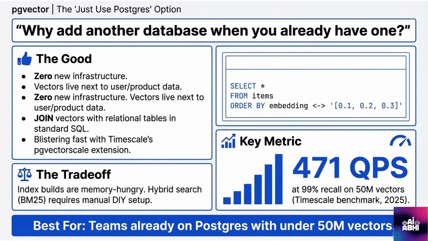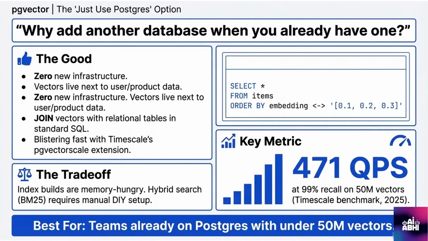That is pgvector. It is the just-use-Postgres option. pgvector is a PostgreSQL extension that adds a vector column type. So you install it, add a column, create an HNSW index, and now you use your Postgres database as a vector database. So one database, one connection string, and one backup strategy.